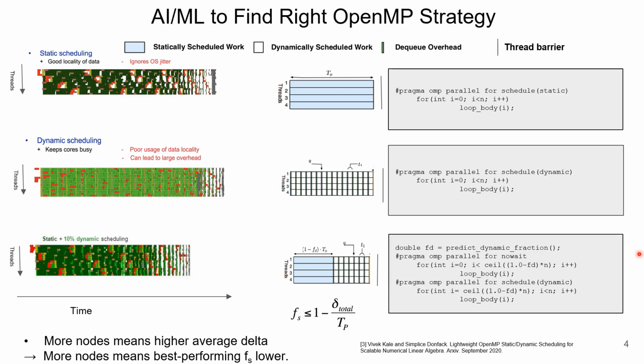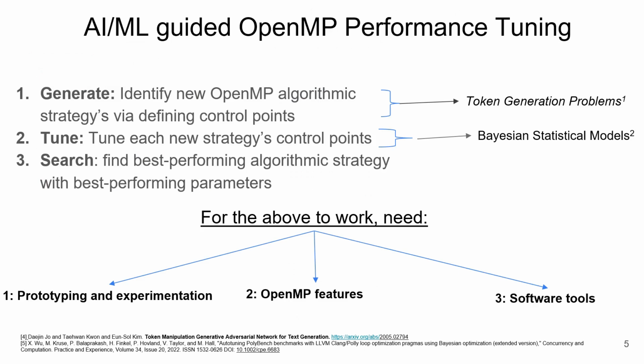Now, coming back to AI/ML, the critical question here is what's the best strategy? And what are the right parameters for an application platform pair? This is a complex problem, as you can see, but it can be learned or machine learned across applications and different platform pairs. And let's see what we have already done here in the context of AI/ML.